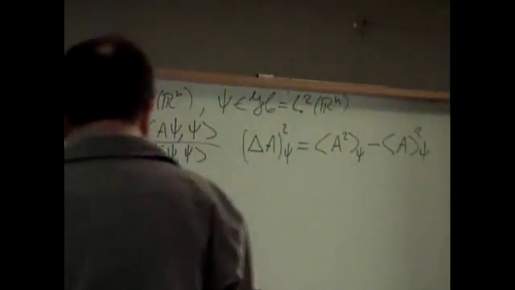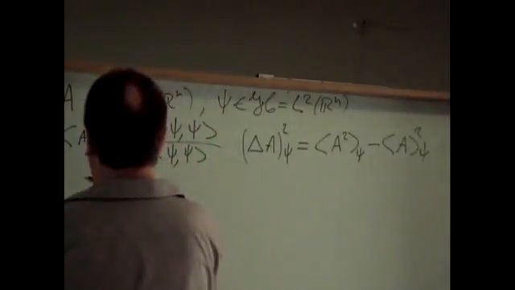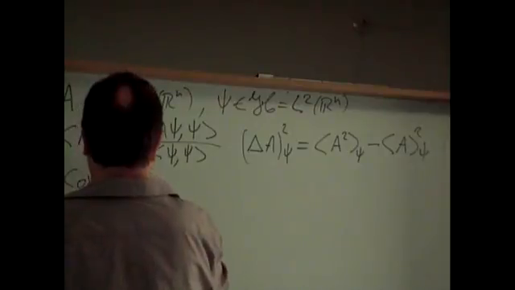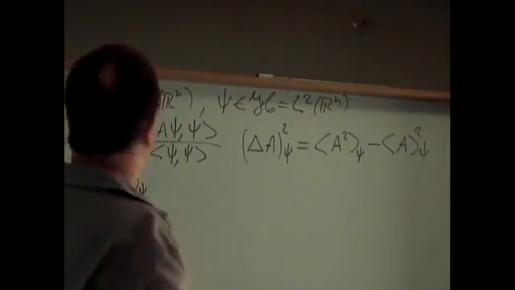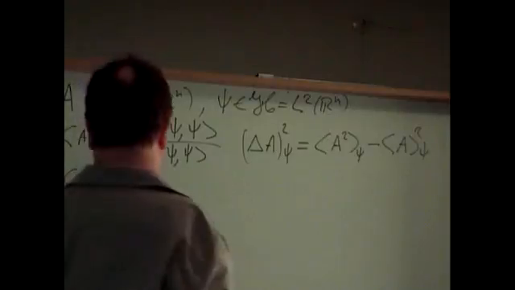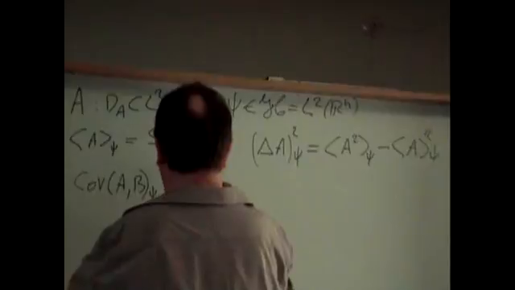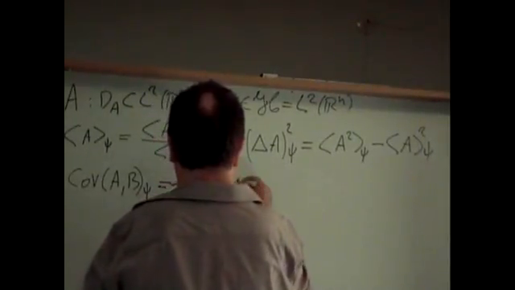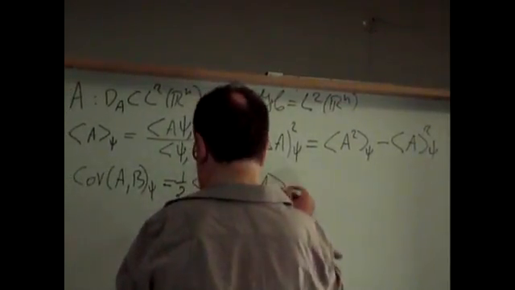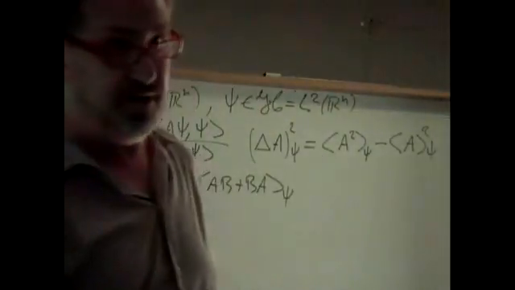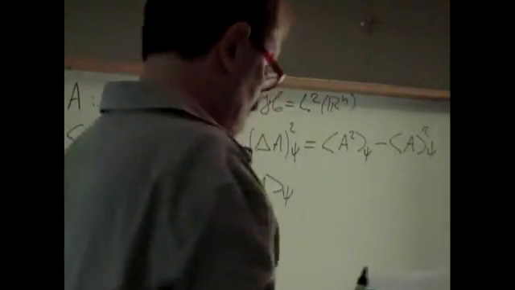Good. Let me also introduce the covariance. The covariance of two operators A, B in the state psi. Suppose I have a second operator having similar characteristics. This is 1/2 of the average value of AB plus BA in the state psi. This is a definition. The definition is taken by analogy with the situation in classical statistical mechanics. Okay? Good.